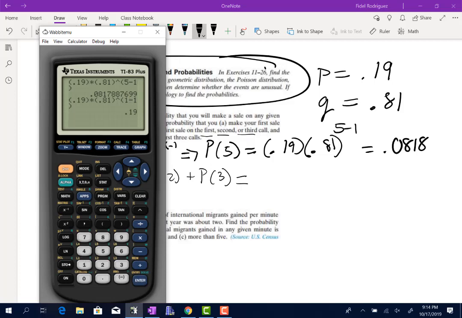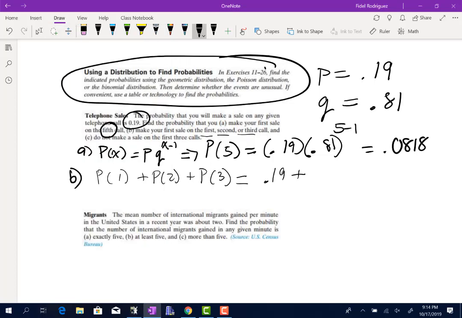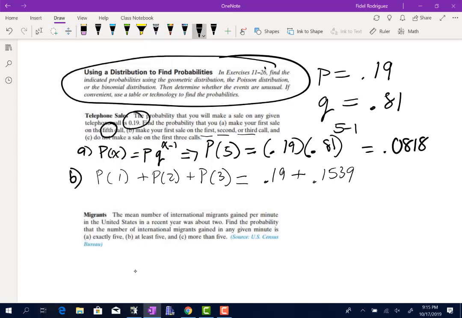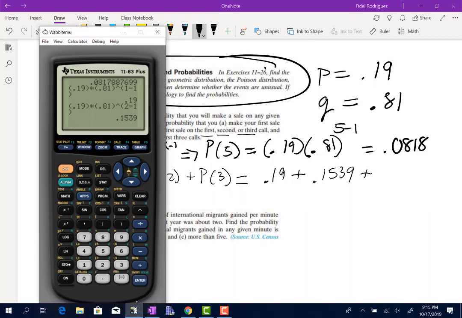So the first number I have is 0.19. Plus, I'm going to come back again. I'm going to go second entry. And the second thing I'm going to do is change that first 1 to a what now? To a 2. Okay. Hit enter. And I'm coming up with 0.1539. And then we're going to do that one last time. Second entry. And then all we're going to do is change that first 2 to a what? To a 3. Are we doing okay so far? Okay. So that'll be 0.1247. Thank you so much.